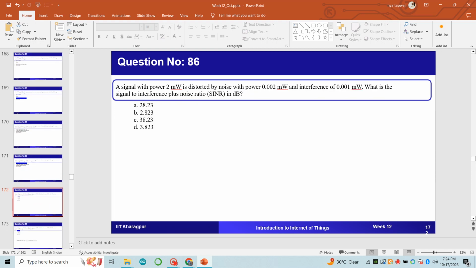Next question is, a signal with power 2 milliwatt is distorted by noise with power 0.002 milliwatt and interference of 0.001 milliwatt. What is the signal to interference plus noise ratio in dB? Options are 28.23, 2.823, 38.23, 3.823. Please calculate this.